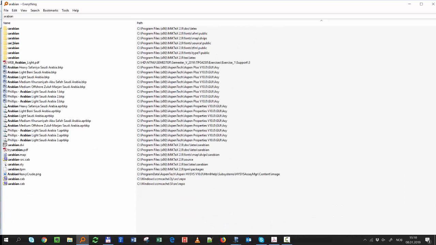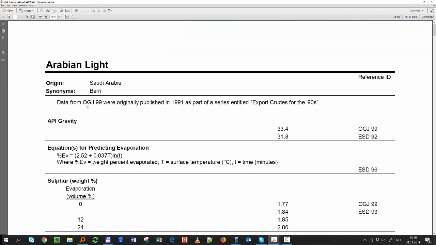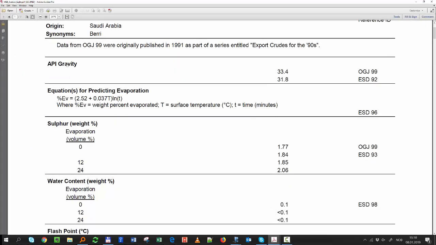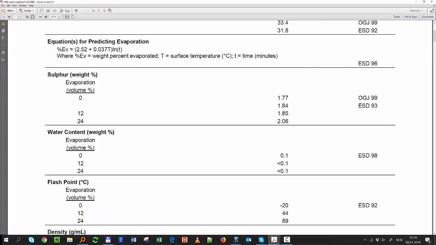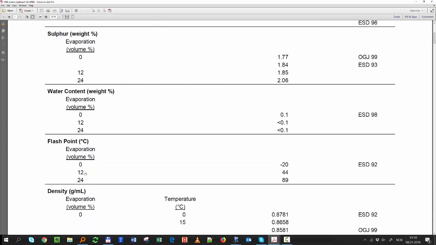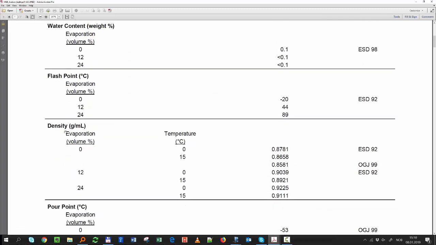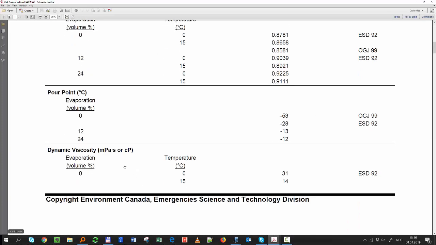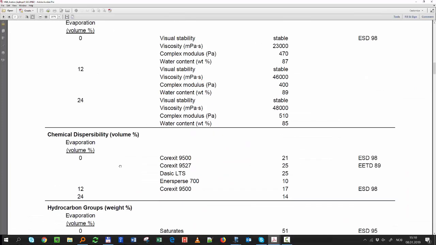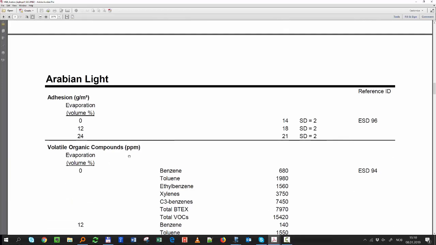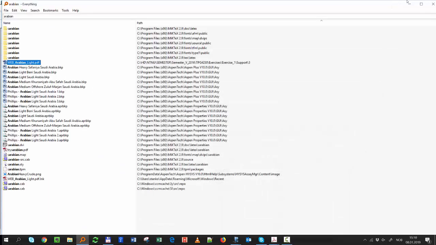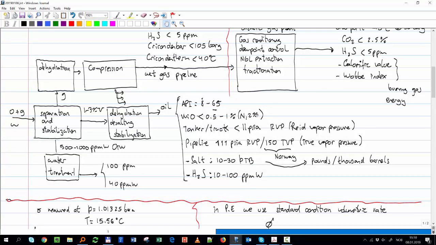Okay, here you have one which is called Arabian Light. It comes from Saudi Arabia, and it has the API, sulfur, water content. This is related to the true vapor pressure, reid point, density, pour point, viscosity, a few other things. But basically those are the specs that that crude has, that's like the product specs.